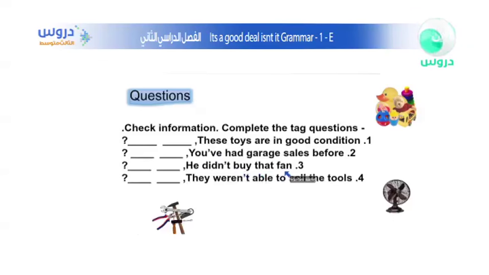Okay, what about this, Mirhan? He didn't buy that fan. Did he? Good job, mashallah, tabarakallah. They weren't able to sell the tools. What do you think? Were they? Good job, mashallah, tabarakallah, Mirhan. Such a genius student. Hattan, can you hear me now? Okay, good job. Good for you.